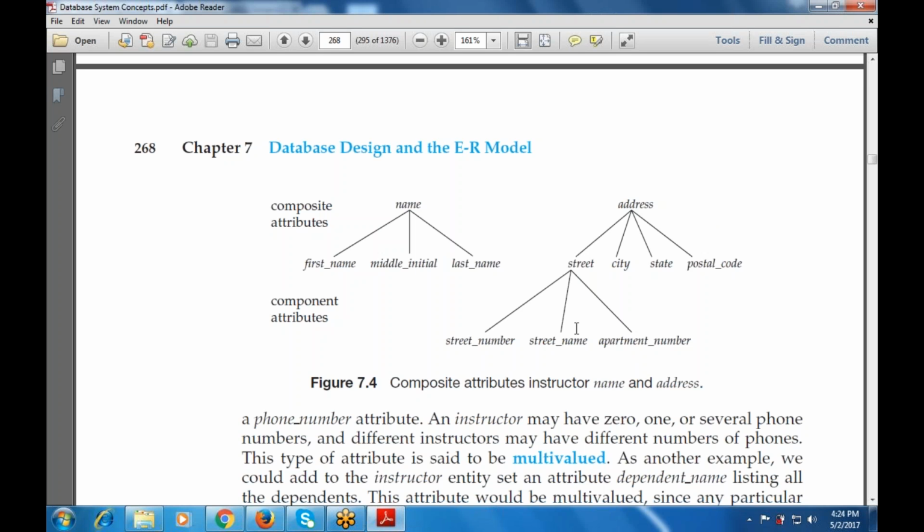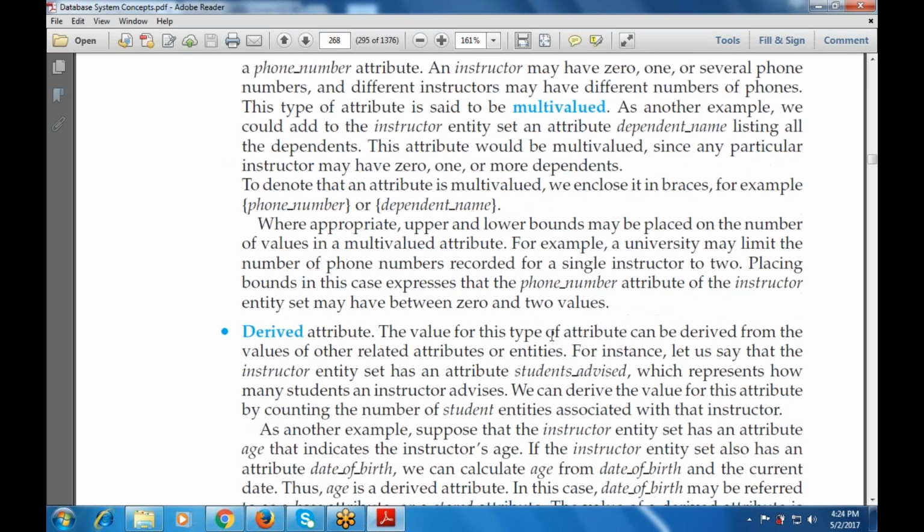An instructor may have 0, 1 or several phone numbers, and different instructors may have a different number of phones. That is known as multi-valued. Next is derived attribute. The value for this type of attribute can be derived from the values of other related attributes or entities.